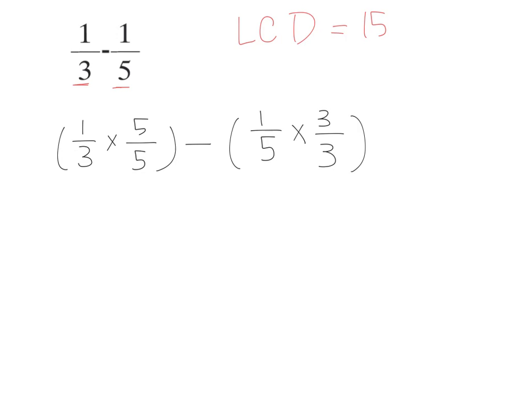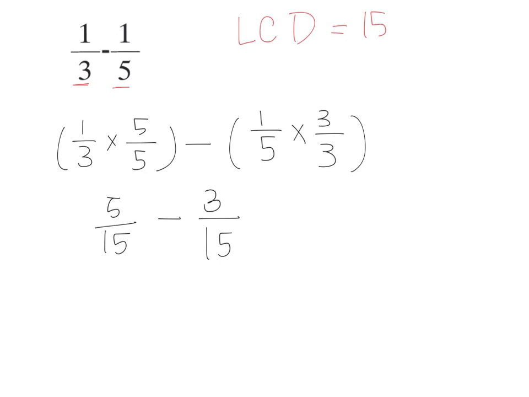Okay. Now let's multiply. 1 times 5 is? 5. 3 times 5 is 15, of course, our LCD. 1 times 3 is 3. 5 times 3 is 15. Now we have 5/15 minus 3/15. Does that have the same value as our original problem? Yes. How do we know it has the same value as our original problem? Sonia? Because we were multiplying by 1.